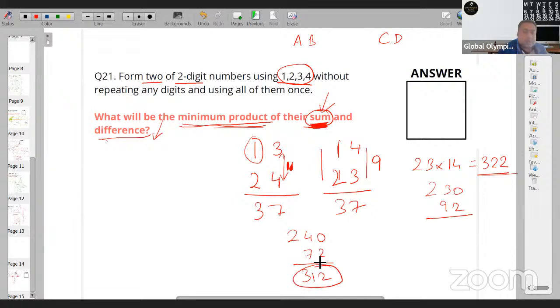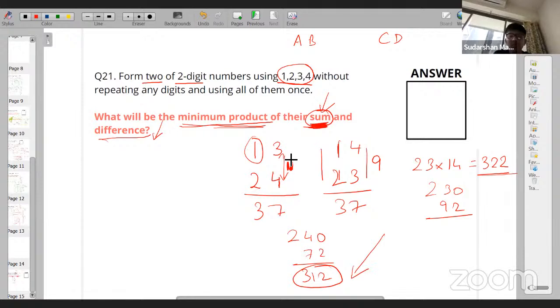Do you see this? And that is your answer. This one is your answer. Why? Because the gap here is more. So a lot of logic applied.